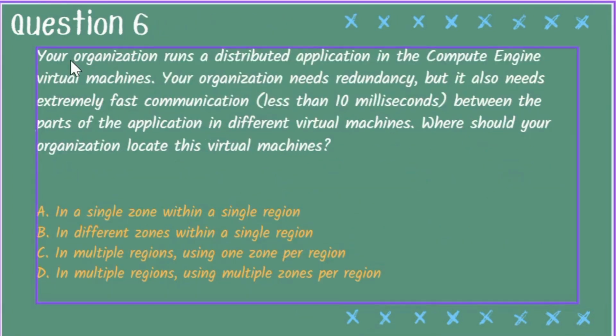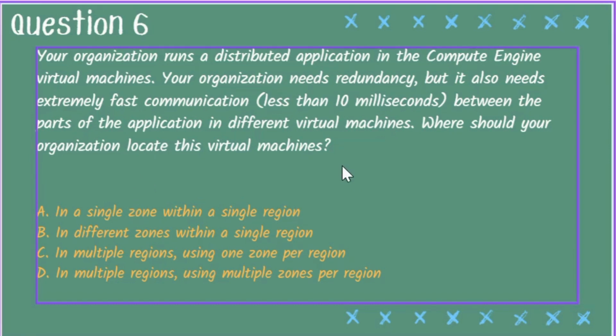Your organization runs distributed applications in Compute Engine virtual machines. Your organization needs redundancy but also needs extremely fast communication, less than 10 milliseconds between the parts of the application. Okay, where should your organization locate its virtual machines? So they're trying to build an application in which different components are taking virtual machines, and the communication between the virtual machines should be extremely fast. At the same time, they want redundancy so that if one VM goes down, there's another VM to take care.